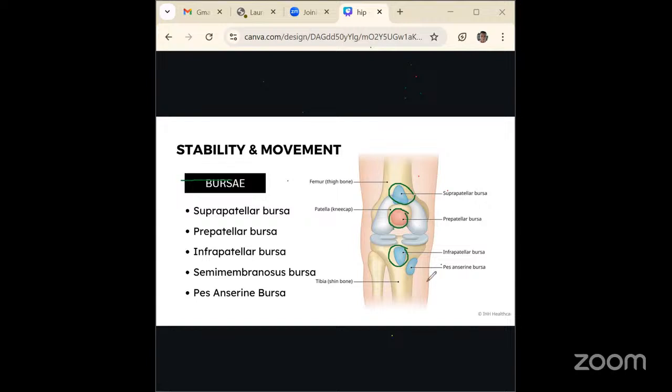And then we now have this one called the pes anserine bursa. This one is on the inner side of the knee, just by the corner of the knee here. So all these spaces help to stabilize the whole knee joint. All these bursae, I've already explained what a bursa is. So let's quickly move on. With this diagram, you'll just be able to memorize it.